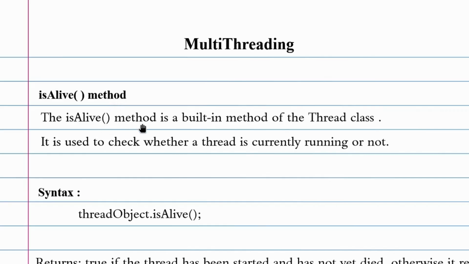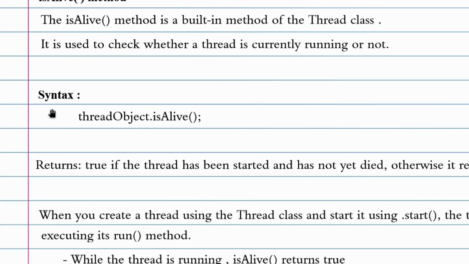The isAlive method is an inbuilt method of the Thread class. It is used to check whether a thread is currently running or not. How can we use the isAlive method? This is the syntax: we just have to write the thread object dot isAlive.